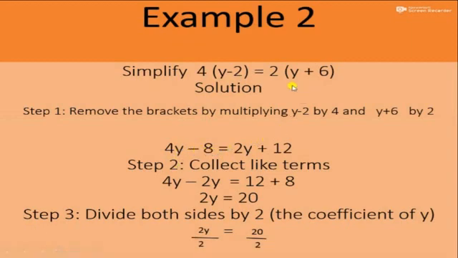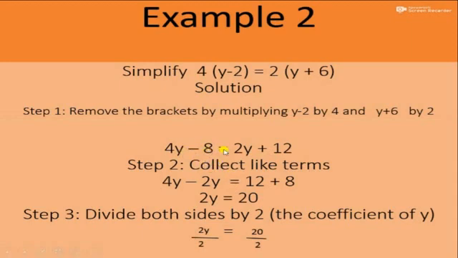Now let's go to the second bracket. The second bracket also has a multiplier, which is 2. We're going to open the second bracket with the multiplier. Now 2 multiplied by y gives 2y, and 2 multiplied by plus 6 gives 12. Alright, now the next stage, or the second step, is to collect like terms.